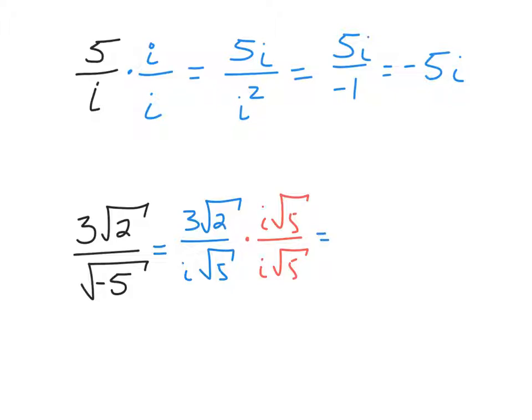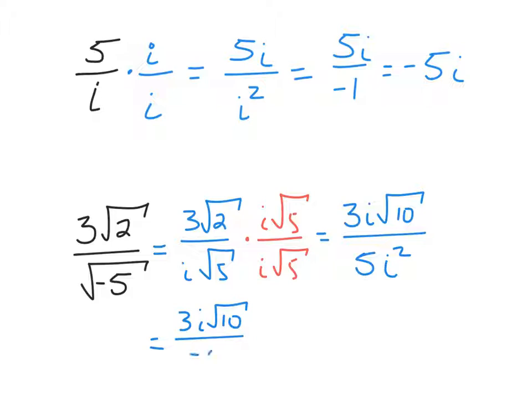And when we do that, we would have 3i square root of 10 over 5i squared. Again, don't cancel your i's, that wouldn't make any sense. You're going to simplify that to be 3i radical 10 over -5, and there is no place that we can simplify here, and so that would be the final answer.